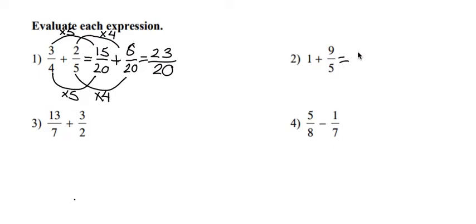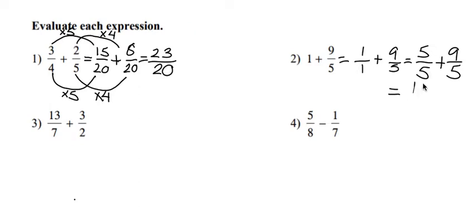Whenever we have a whole number, it's almost like saying the whole number over 1 plus 9 over 5. Here we want to have the same denominator, so we're going to multiply the top and bottom of the fraction on the left by 5. This is going to give us 5 over 5 plus 9 over 5. Now that we have the same denominator, we can add the two numerators and keep the denominator the same. 5 plus 9 over 5 is going to equal 14 over 5.